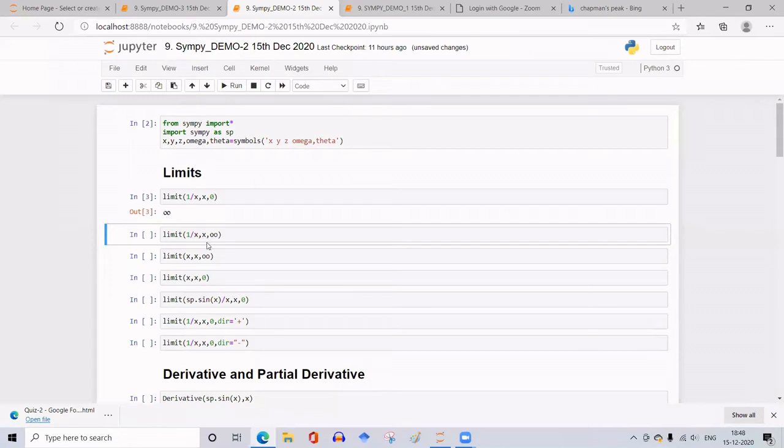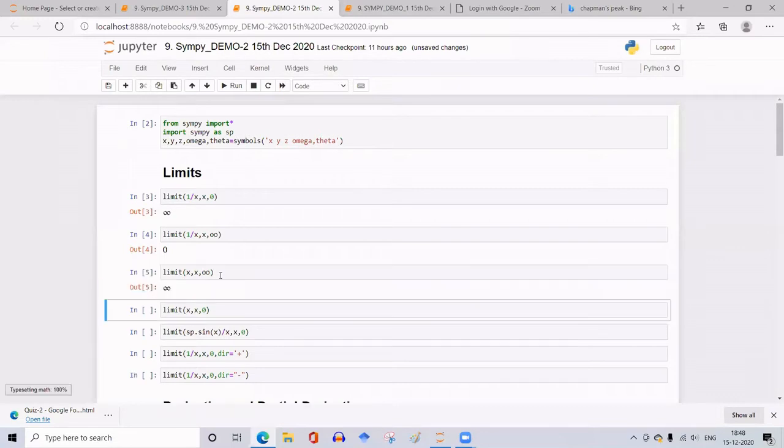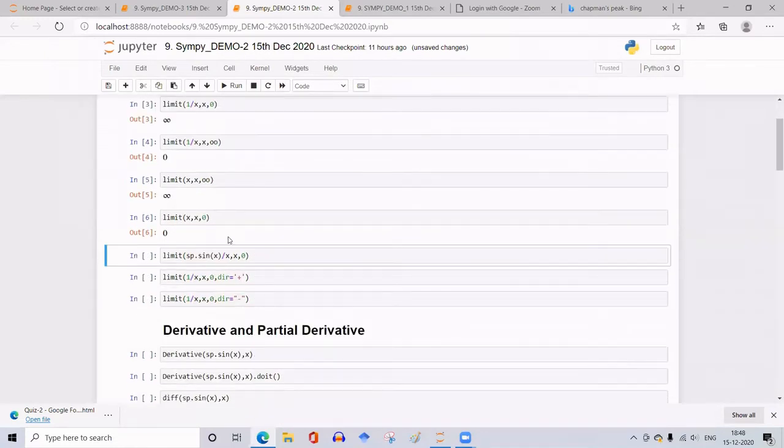Okay. And if I make x tend to infinity, I should get zero, the reverse. I must get a 0. Okay. And limit x as x tends to infinity is infinity. And as x tends to 0, it is 0.